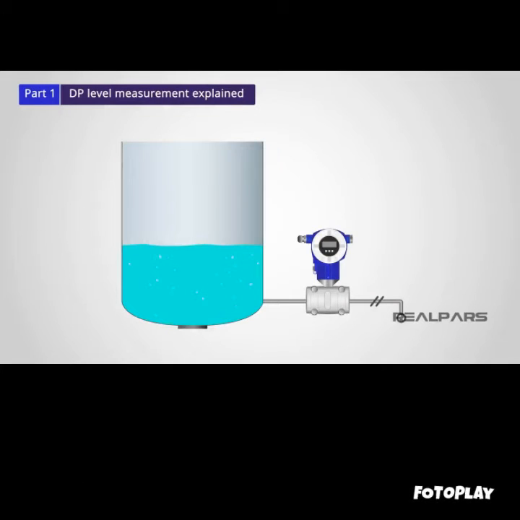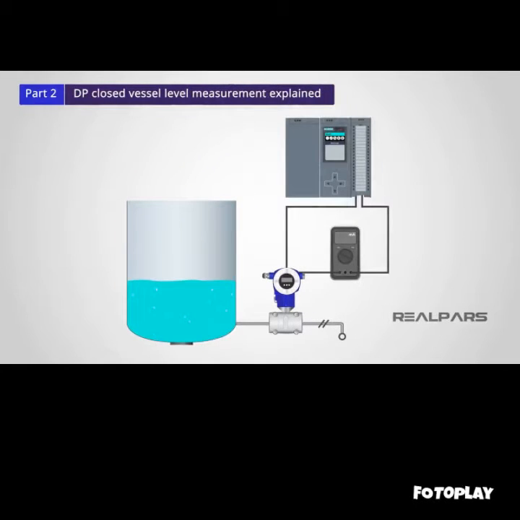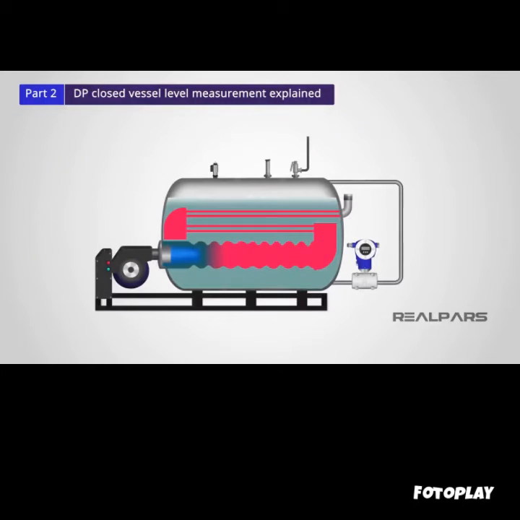In this first video of a two-part series, we're going to introduce you to open vessel level measurement using a differential pressure transmitter. The second part of our two-part series will take you through the process of predicting differential pressure transmitter outputs of open and closed tank level control loops.